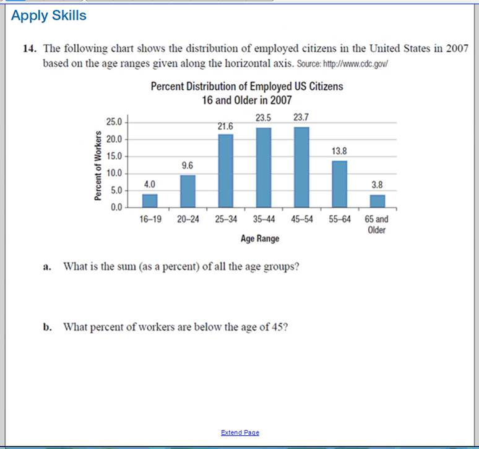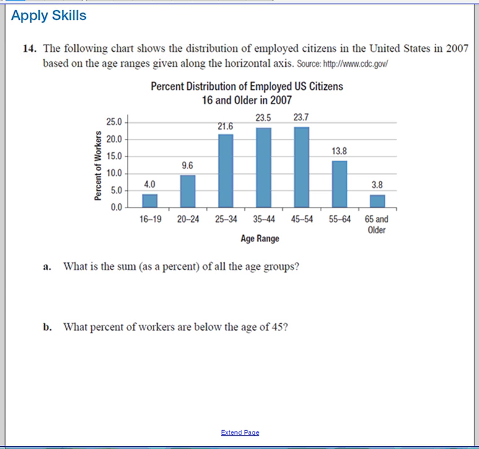So now let's take a look at our story problem, which is giving us some information in a chart. The following chart shows the distribution of employed citizens in the United States in 2007, and it's based on the age ranges given along the horizontal axis. The horizontal, think of horizon, is left to right. And notice we have 16 to 19 as our first category.